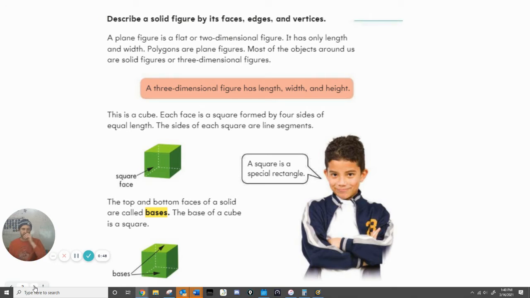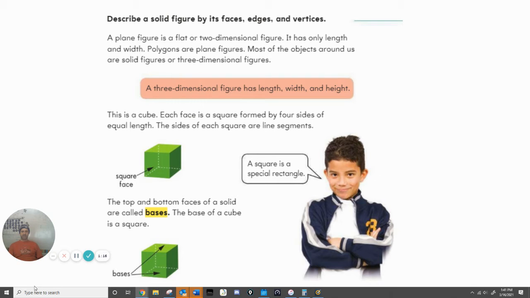You should be able to describe a figure, identify a figure by its faces, edges, and vertices. A face is a flat surface made of a polygon. In this case, our cube has 6 square faces. An edge is anywhere where 2 faces meet. So this edge of the cube, this edge of the cube, that edge of the cube. And a vertex or vertices would be the points where more than one edge meets.